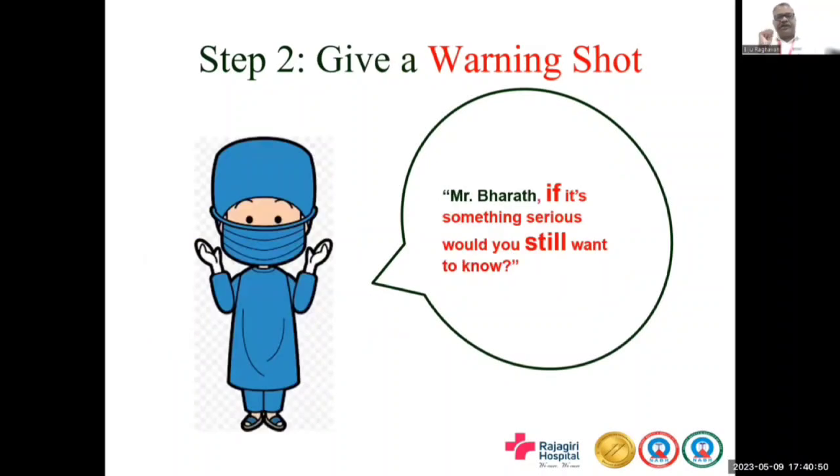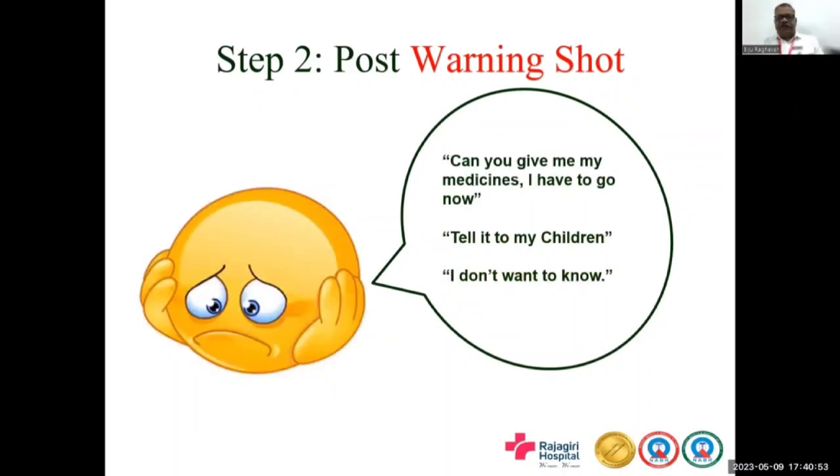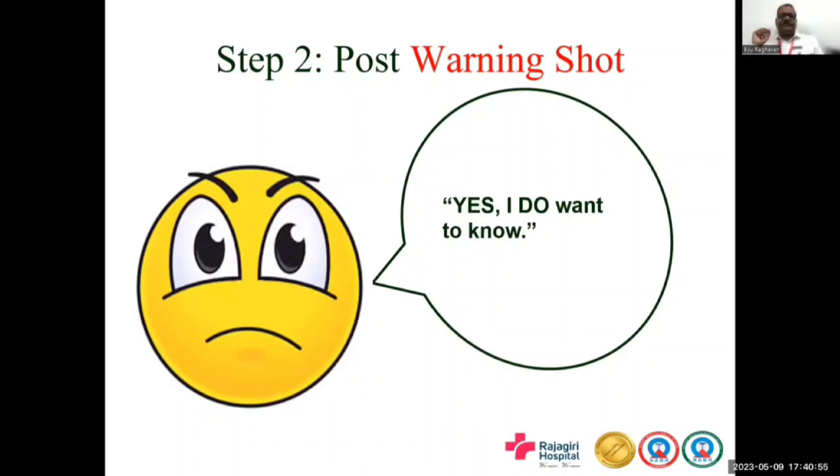However, after hearing a warning shot like this, if the patient looks into your eyes and says, yes, I want to know, then there is no confusion. Here is a patient in front of you who really wants to know. Only then you proceed. So that is how you fulfill the first criteria of the individualized disclosure model. You have to find out whether the person sitting in front of you really wants to know or not. If the person really does not want to know, do not proceed. If the person really wants to know, only then proceed.